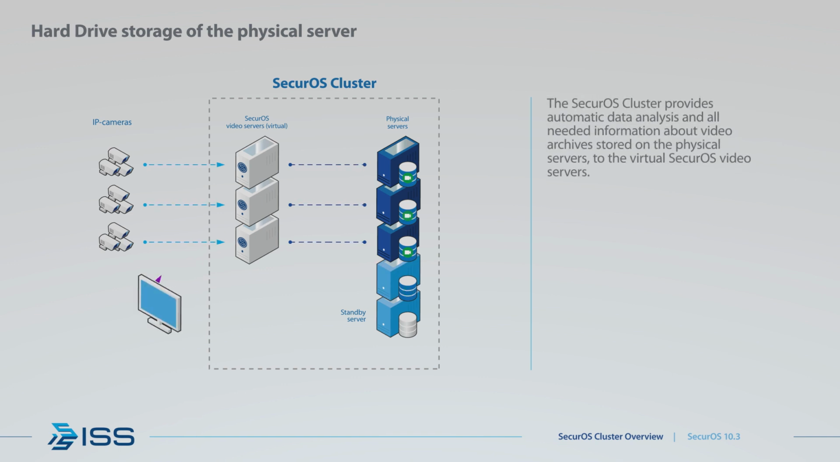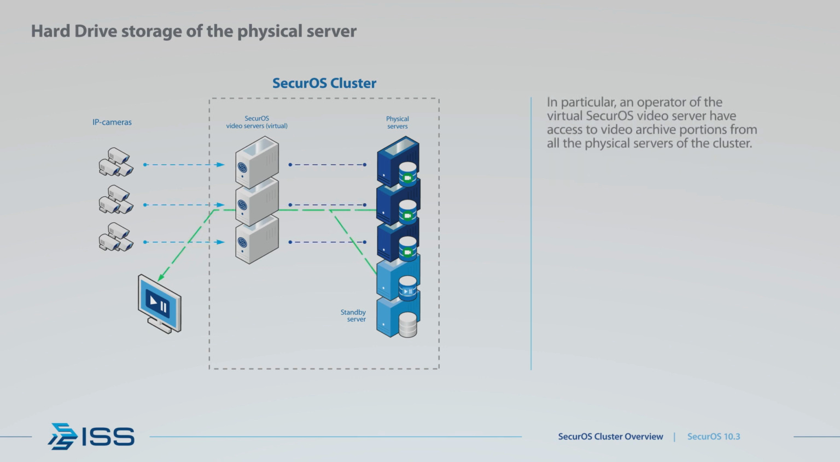The SecurOS Cluster provides automatic data analysis and delivers all needed information about video archives stored on the physical servers to the virtual SecurOS video servers. In particular, an operator of the virtual SecurOS video server has access to video archive portions from all the physical servers of the cluster. The operator perceives the video archive as a coherent whole, regardless of where it was stored.